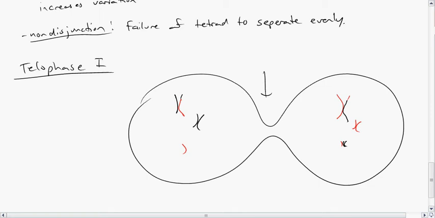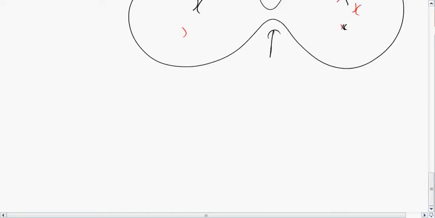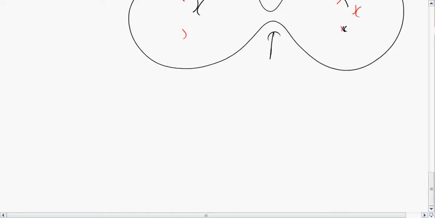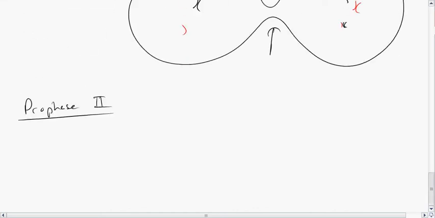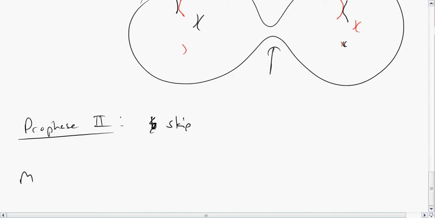So this is just like what happens in mitosis. The cell pinches off, or else you'd have the cell plate form if it was a plant cell. All right, so that's the first division. Now you have 2 cells. So now we're going to have prophase 2, which is obvious. You just kind of have your 2 cells getting ready to divide again. So that's kind of boring. We'll just skip that. And then we're going to have metaphase 2.